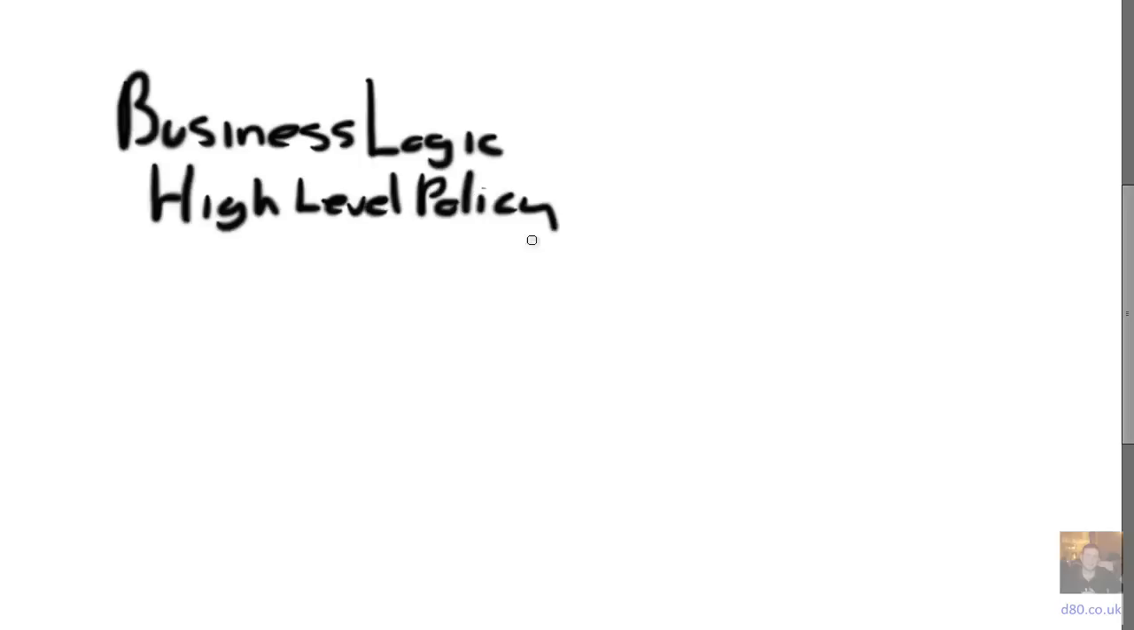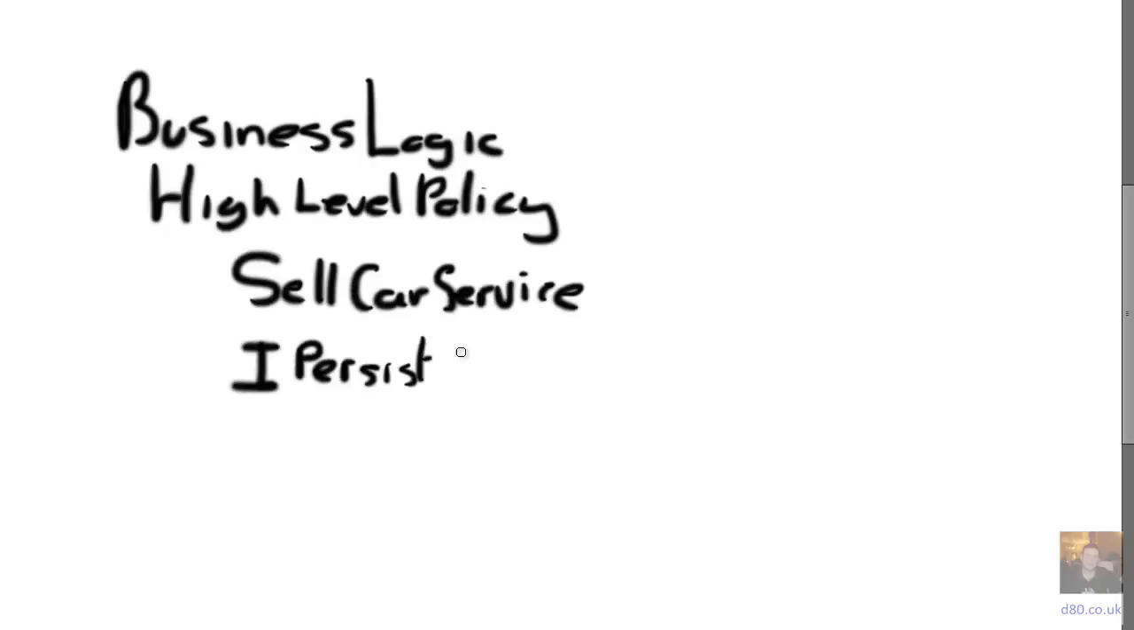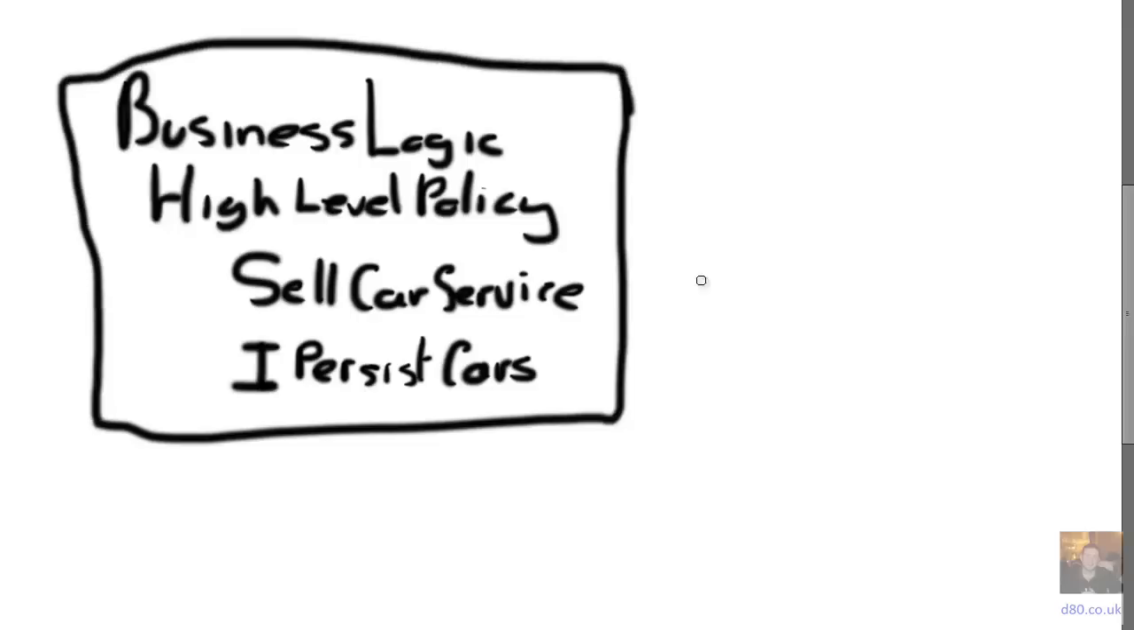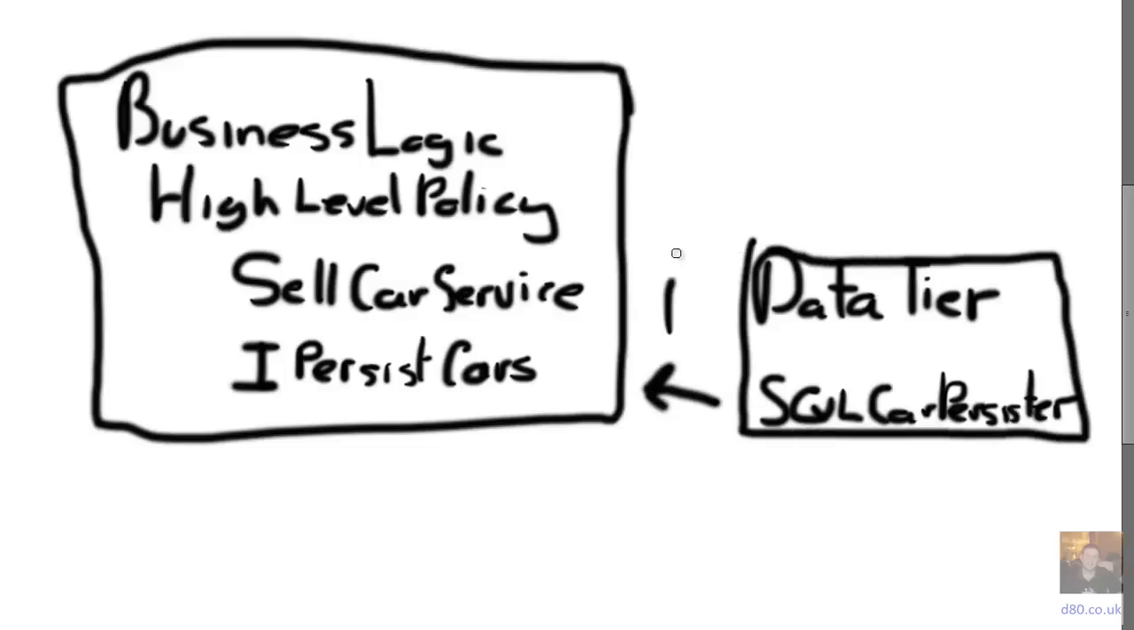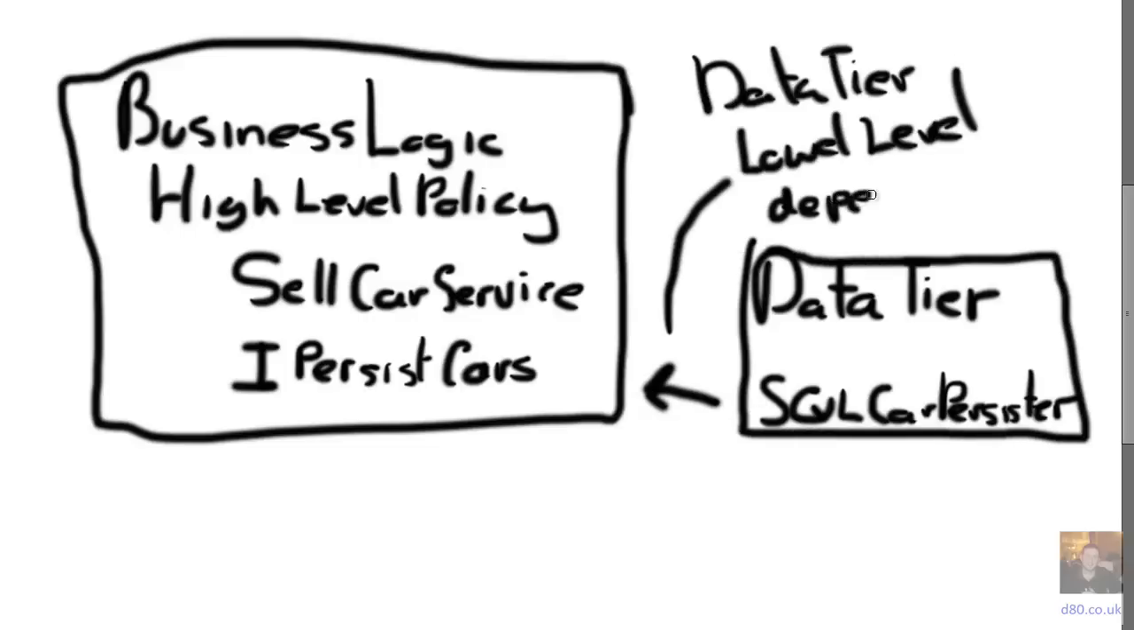Now what dependency inversion is saying is that your high-level policy or your business logic, that should be in a world of its own, and it should not depend on low-level details like a data tier, which would have a SQL sort of access thing. The data access tier should depend on your business logic. So it's inverted to the previous example.